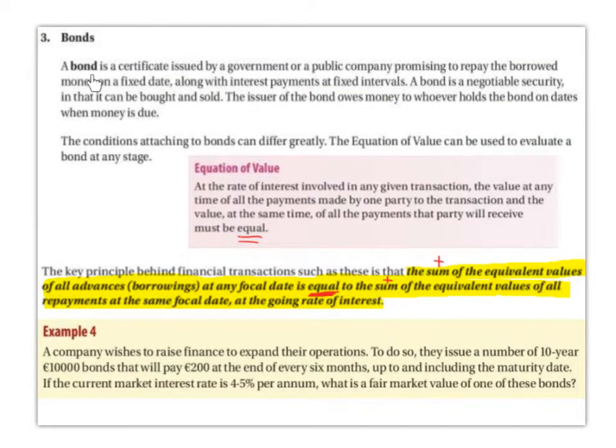Bonds. A bond is a certificate issued by a government or a public company promising to repay the borrowed money on a fixed date, along with interest repayments at fixed intervals. A bond is a negotiable security in that it can be bought and sold. The issuer of the bond owes money to whoever holds the bond on dates when the money is due. The conditions attaching to bonds can differ greatly.